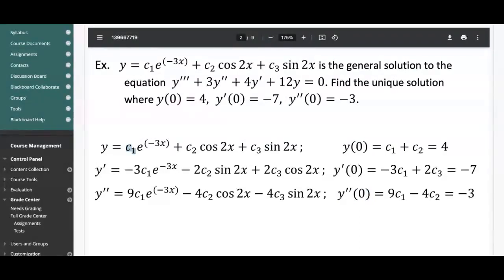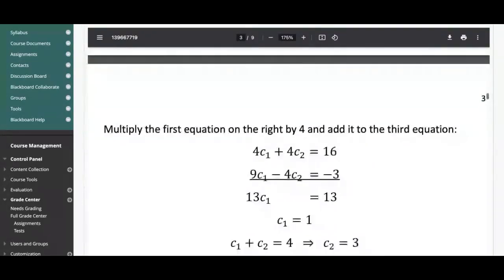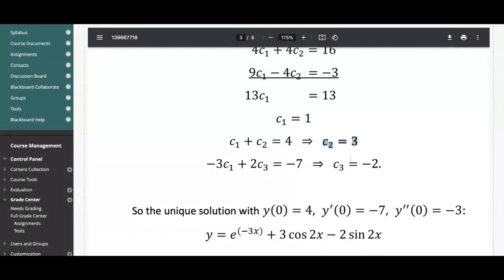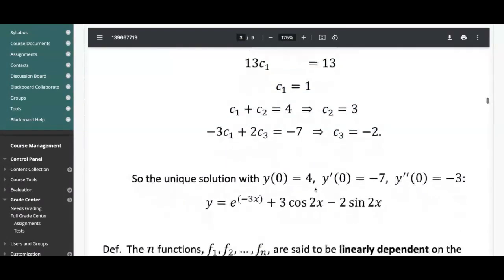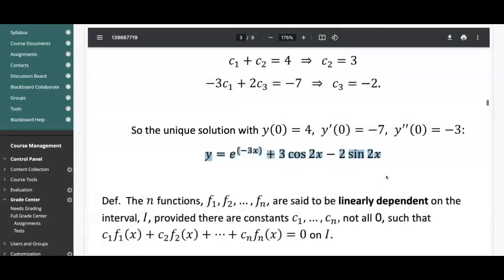Because we have C1, C2, C3, we have three variables, and we need three equations to solve for each variable. So we have a system of three equations we can solve, right? It doesn't matter which way you solve. You get C1 equals 1, C2 equals 3, C3 equals -1. Now we get a unique solution, which before we called a particular solution. We get a particular solution for such three initial conditions, which is such. Anyone has any question?